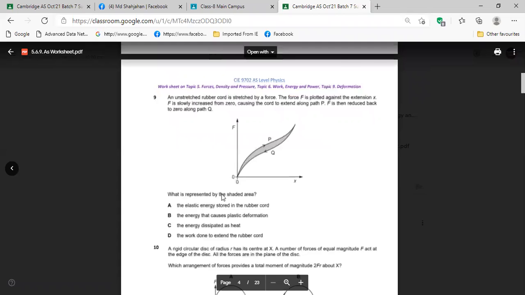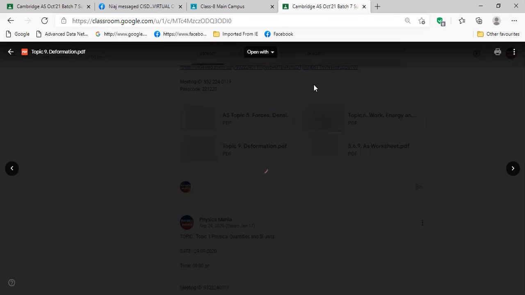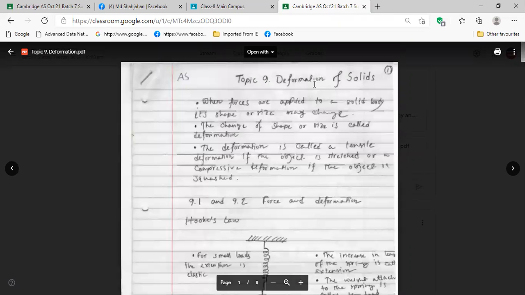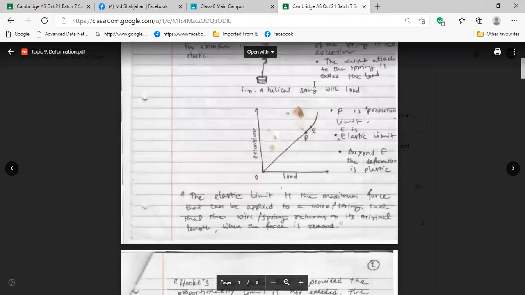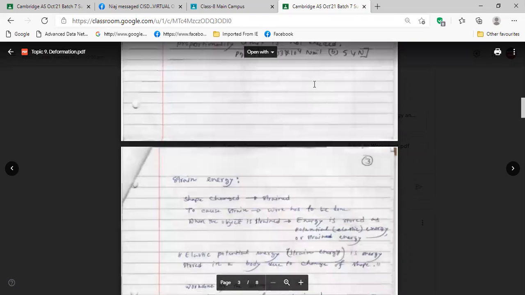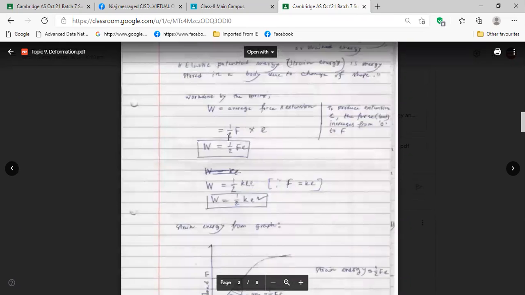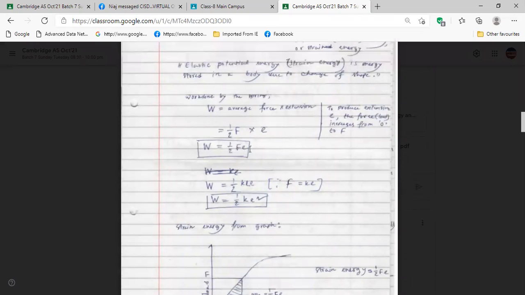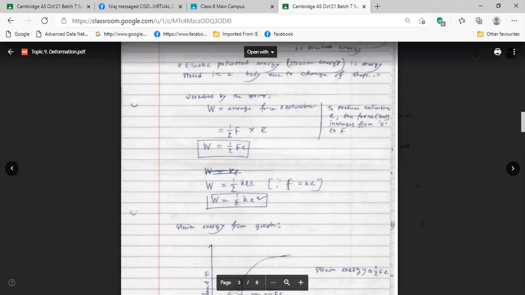This is the worksheet. We are going to the deformation notes. There is one formula, half kx squared. Another one is half Fx, for work done. This one is strain energy, which you learned in O level. Work done equals half Fe or half Fx. Is it clear? This formula you have to learn. Work done is the extension multiplied by the force, and work done is also half kx squared. Both of these formulas you learn, memorize.